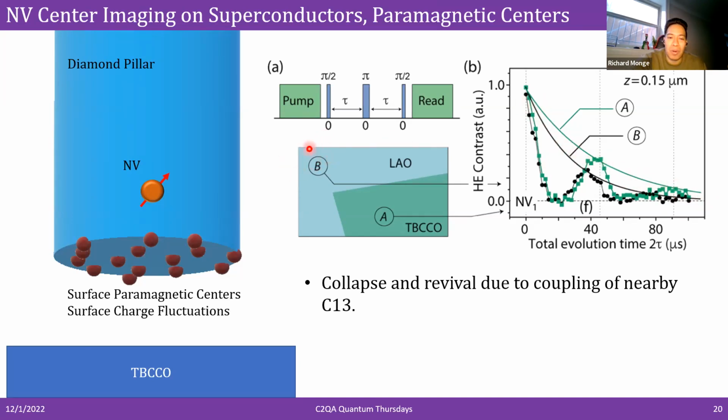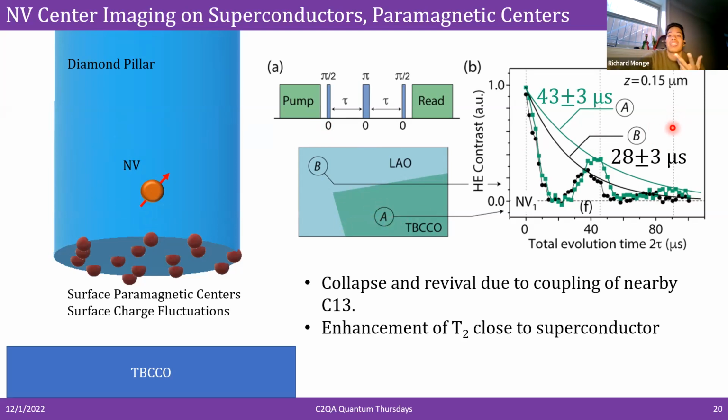When we take the probe off the superconductor, on the substrate, we see a T2 of 28 microseconds. And this is the native T2 of that NV center. Then when we take the NV center and put it on top of the superconductor, we observe an increase in the T2, 43 microseconds of T2, an enhancement due to this superconductor.